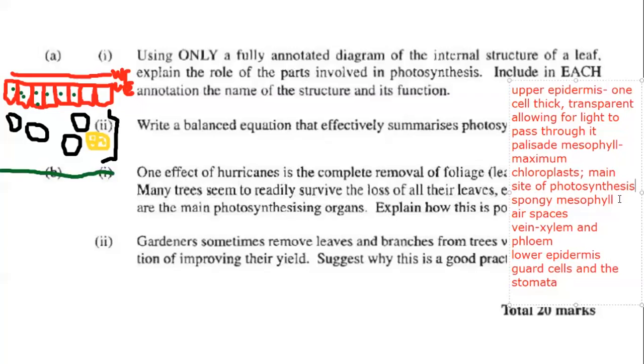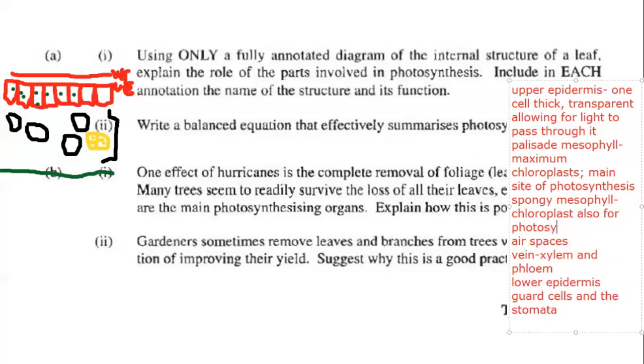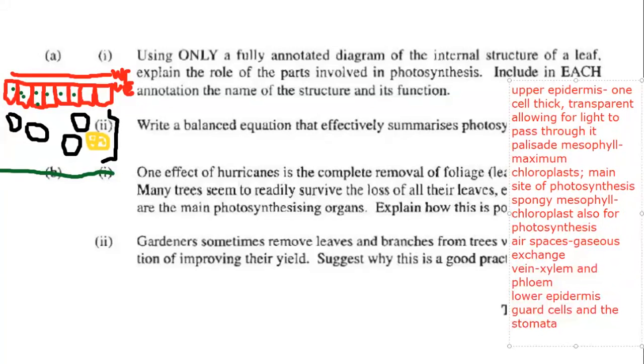All right, spongy mesophyll has chloroplasts also. Air spaces, which allow for gaseous exchange. All right, function of the xylem: transport water. Transport the water that's needed for photosynthesis.